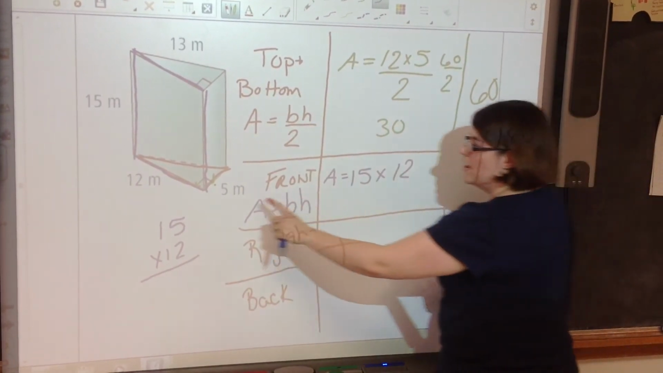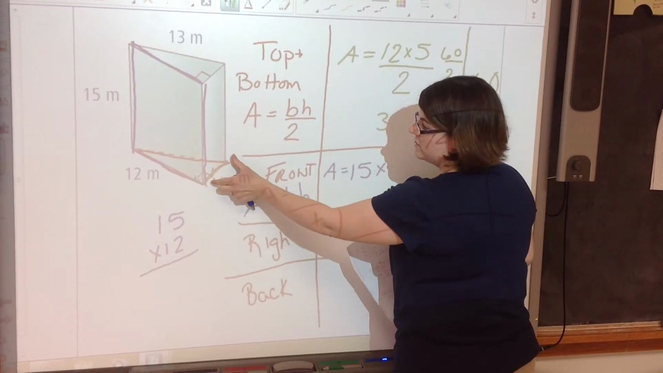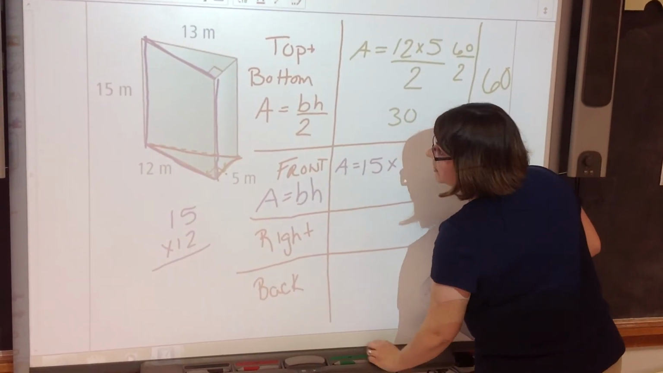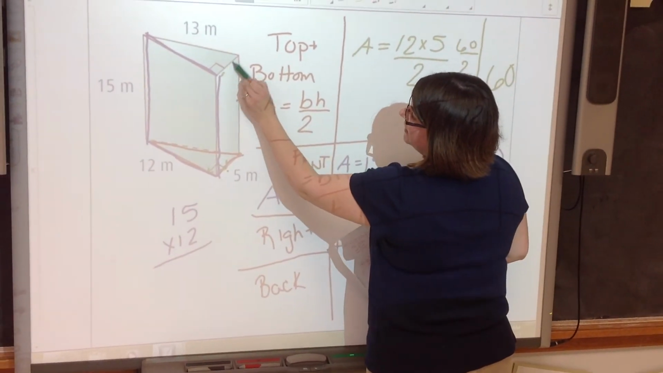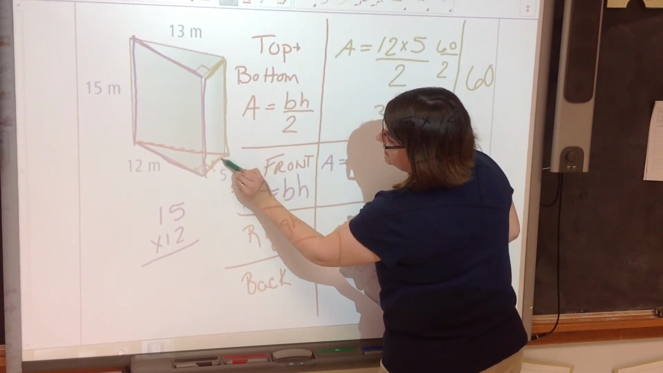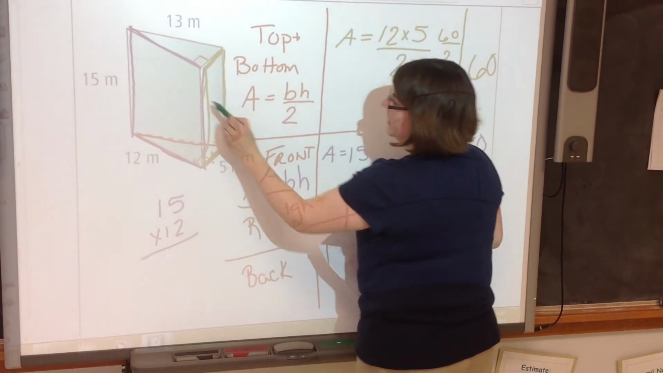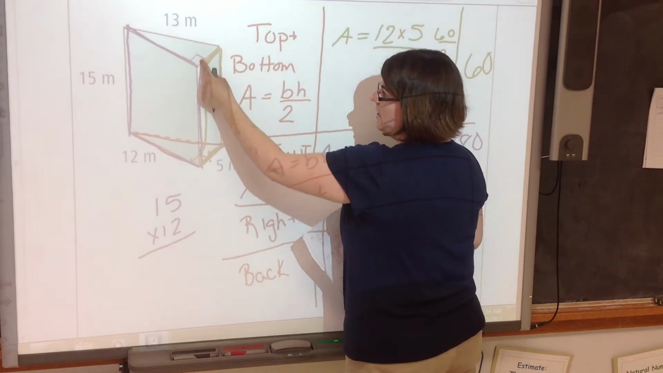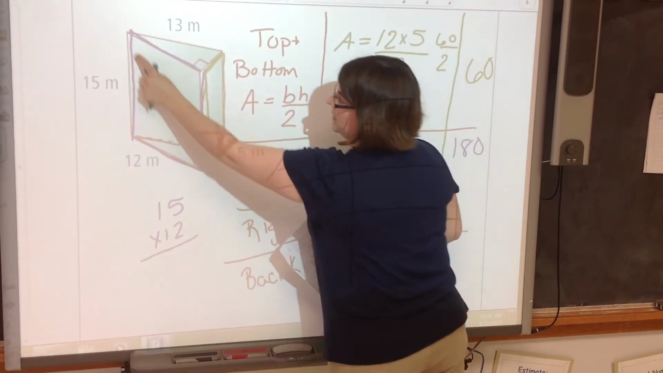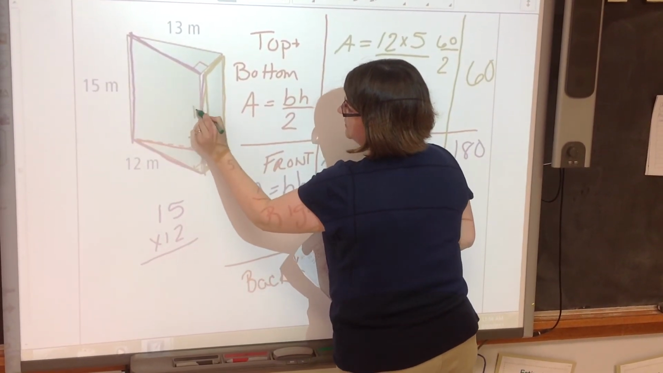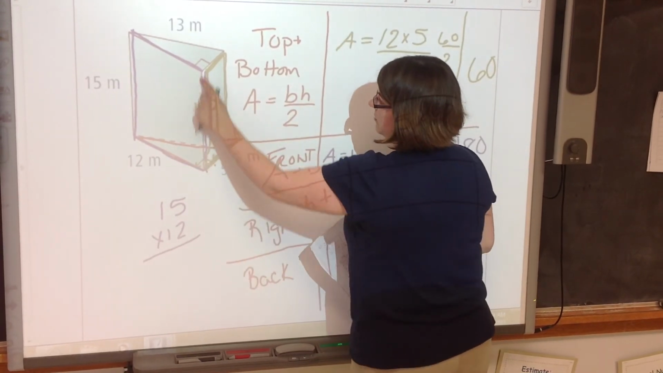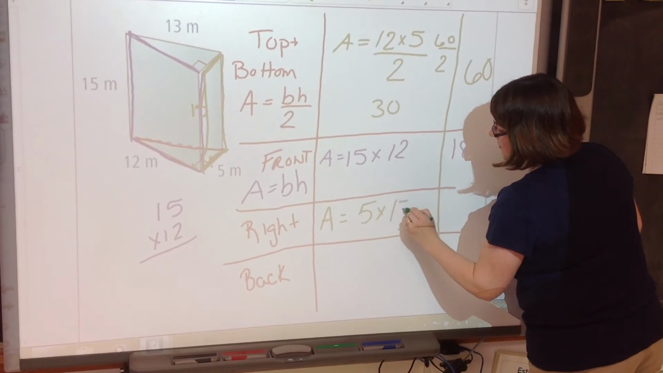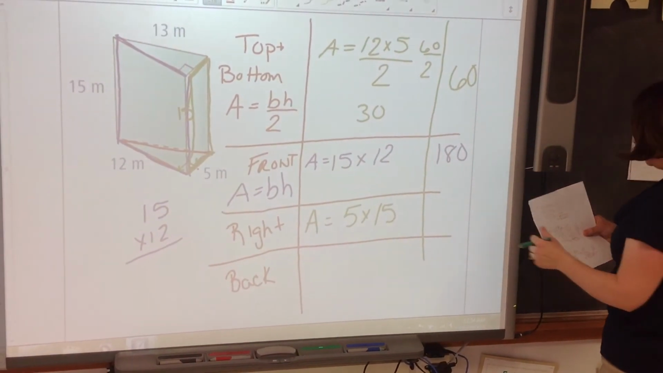Now remember, our measurements here are different, so our side panel over here is not going to be the same as our front panel that we just took care of. So if we look at our side panel here, that's this side right here. Okay, picture yourself looking at it from the side. We need a base length here and a height which is going to match the height that was given over here. So this is 15. So we have 5 and we have 15. So our right panel is 5 times 15. And when we do 5 times 15, we get 75.